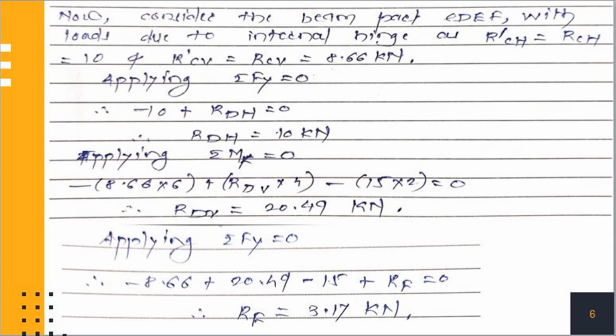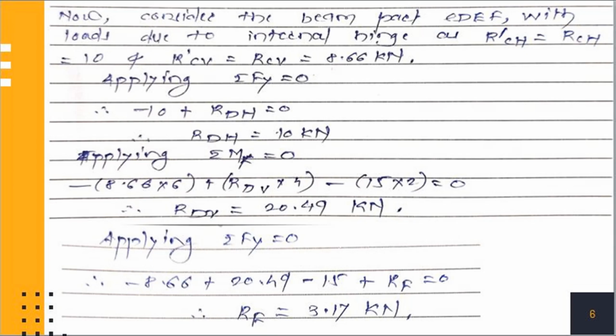Now, applying summation Fx is equal to 0, summation Fy is equal to 0. Here 8.66 kilonewton, 15 kilonewton will act in vertically downward direction, and RF and 20.49 will act in upward direction. Therefore, these two forces have positive sign. Therefore, we get RF is equal to 3.17 kilonewton.